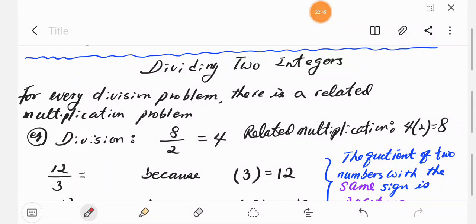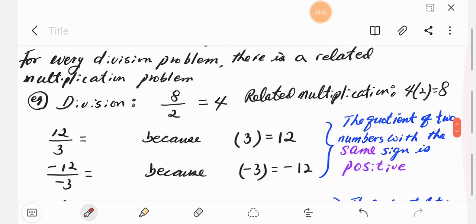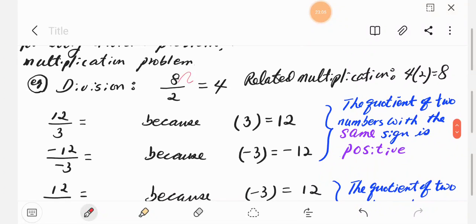Okay, let's try dividing two integers. Dividing two integers, we call it a quotient. Okay, for every division problem, there is a related multiplication problem. So division can be written as a product. So for example, here is a division case, 8 divided by 2. What is 8 divided by 2? That is 4, isn't it? So for this division, you can rewrite it as a multiplication.